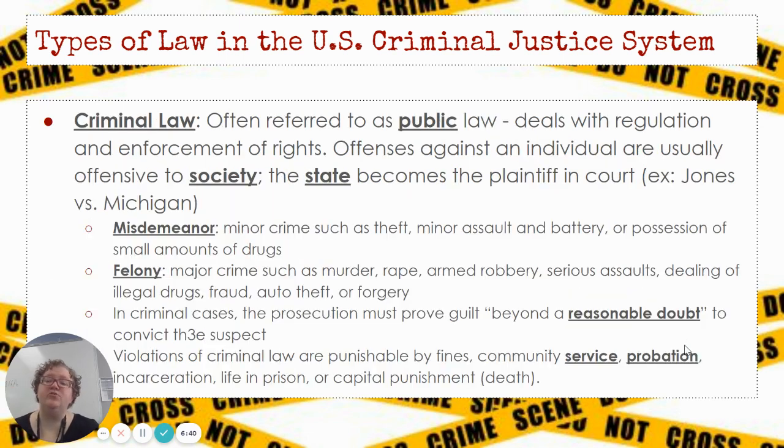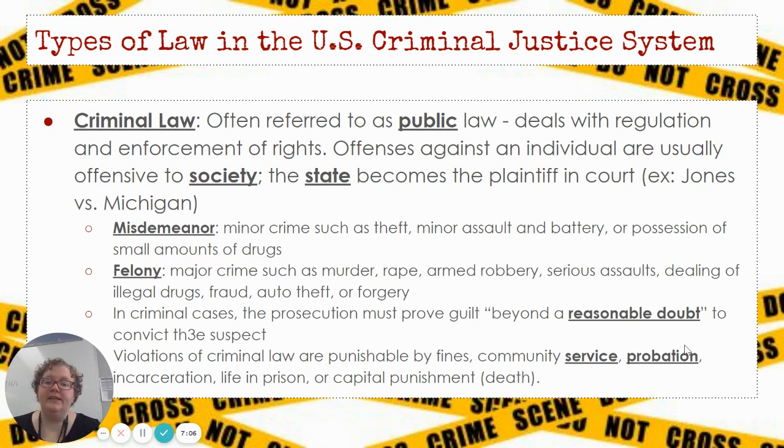And then criminal law is what we're going to focus on most of the time in forensics. Criminal law is often referred to as public law. This deals with regulation and enforcement of people's rights. These are offenses against an individual and are usually offensive to society. So these are things that society as a whole has deemed improper, things that are against the common good of the society.